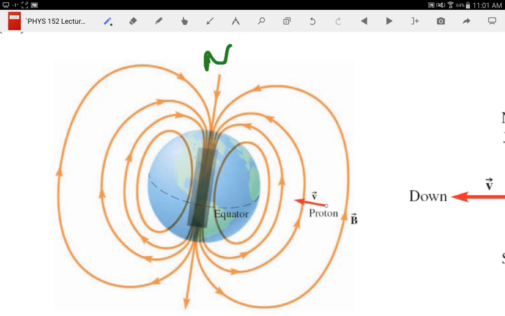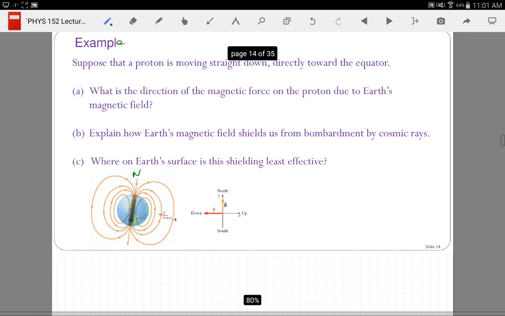My V is pointing into the earth. My B is pointing what way? So I'm going to rotate my hand over. And my thumb is pointing into the page. What direction would that be? That would be east. It's going to define a circle eventually, but right now, east. So that means that I have my force east.